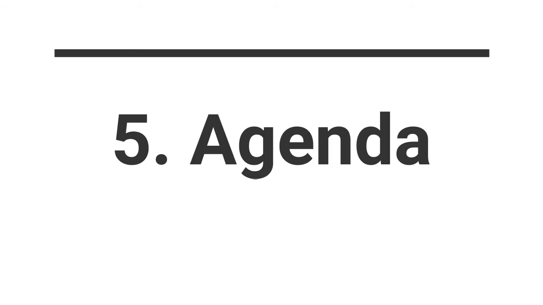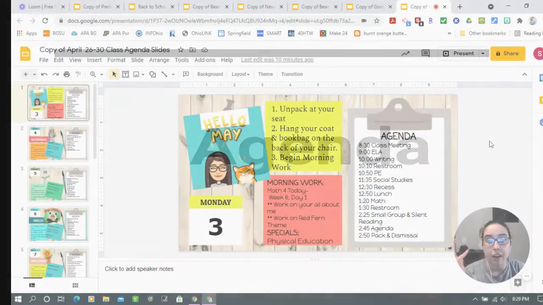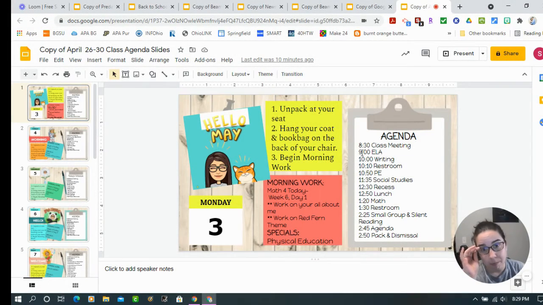Number five is an agenda. Every morning I post an agenda for the day. This usually says the same thing every day. Unpack at your seat, hang your book bag, get caught in the back of your chair, begin your morning work. I usually end up including some type of Bitmoji there just because kids find it fun. And then we have our morning work, and then anything else they need to work on, I tell them their specials, and then I give the schedule for the day.